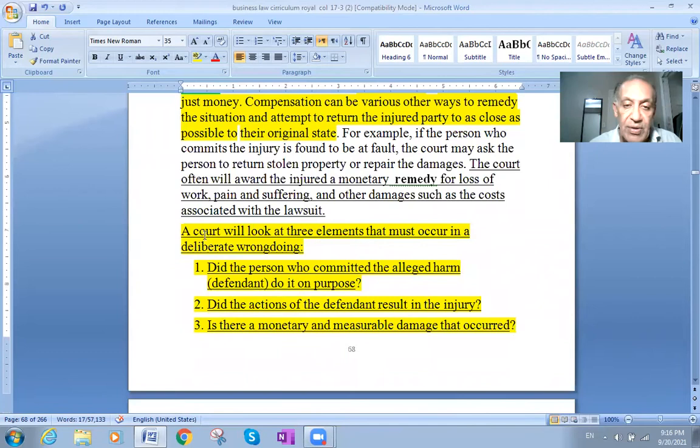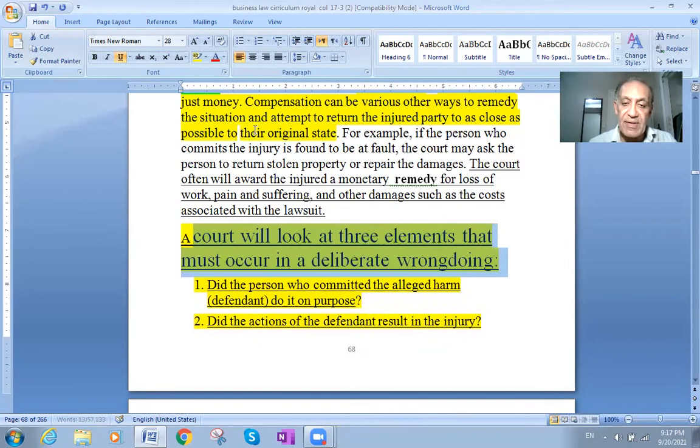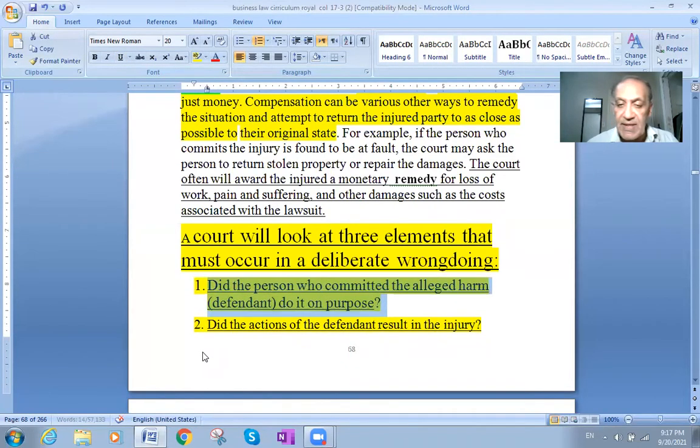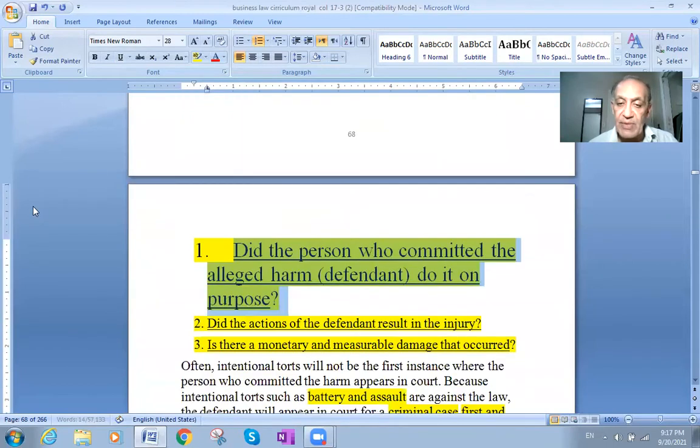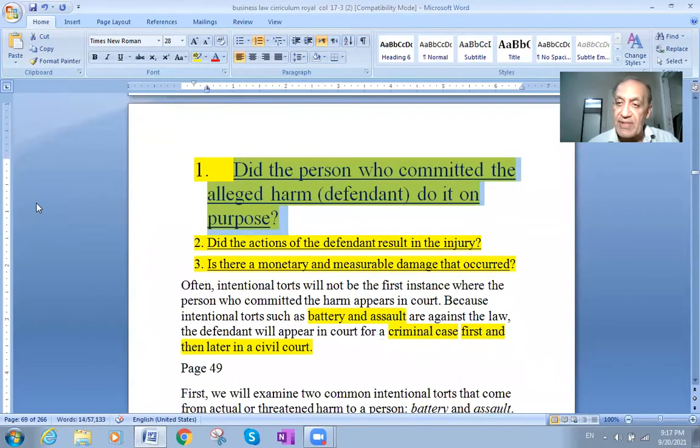The court will look at three elements that must occur in a deliberate wrongdoing. So the court cares about three points. First, did the person who committed the alleged harm, the defendant, do it on purpose? Did he do this purposely? Did I harm this person purposely, or unintentionally or by accident? As an example, I knock him by mistake and he falls on the floor.